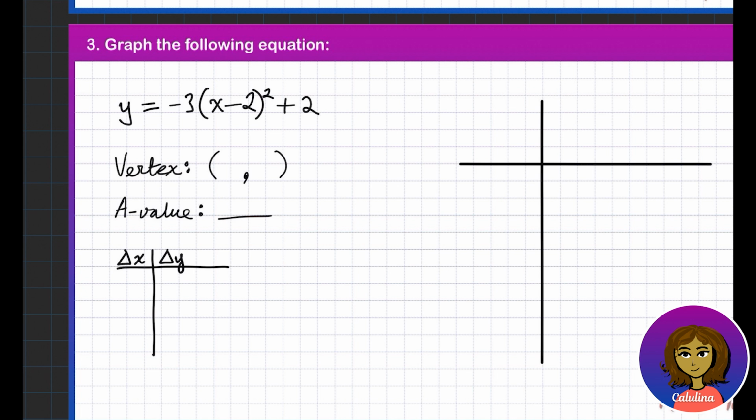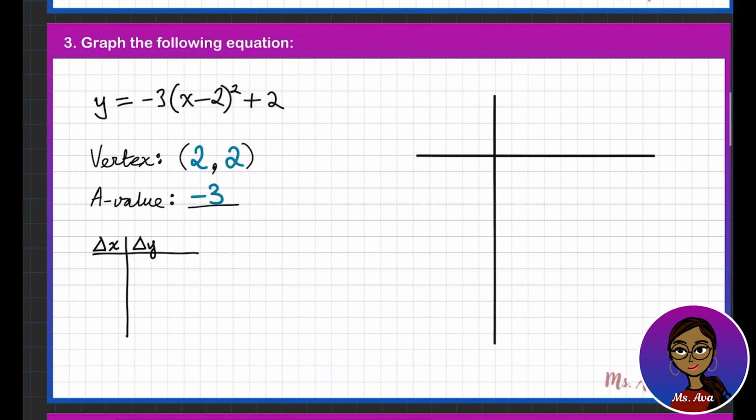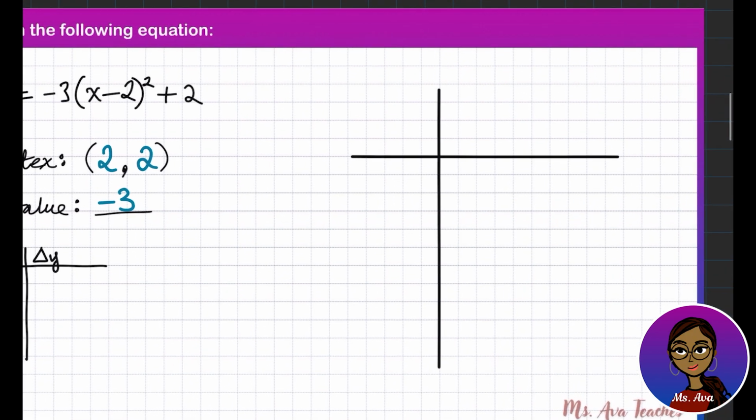Okay. So the vertex here is going to be a positive 2 and a positive 2. Perfect. And then the a value? That's a negative 3. Perfect. Okay, what now? Now we graph the vertex. Good. So that is 2 comma 2 right there. And then what's next?